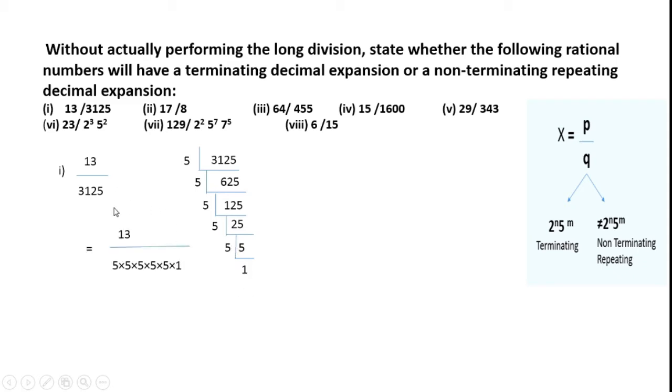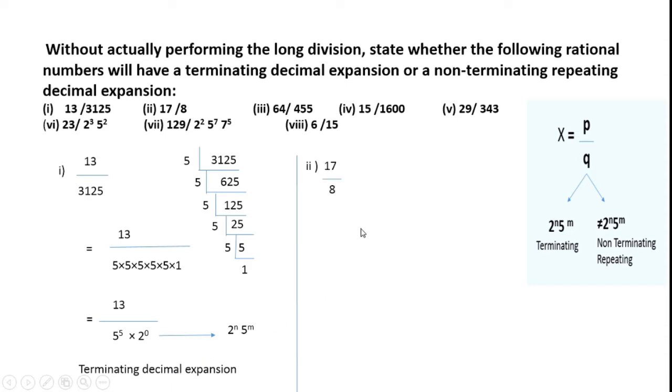So we can write it as 13 by 5 into 5 into 5 into 5 into 5. How many times 5? 1, 2, 3, 4, 5. So we can write it as 13 by 5 to the power 5, and this 1 we can write as 2 to the power 0. Any number to the power 0 is 1. So we can write here 2 to the power 0. So this is of the form 2 to the power n, 5 to the power m. So we can say that it is a terminating decimal expansion.